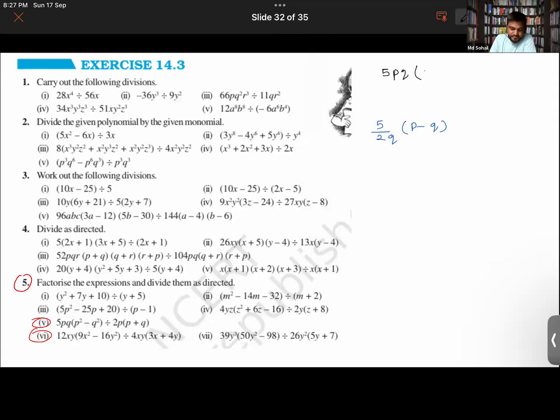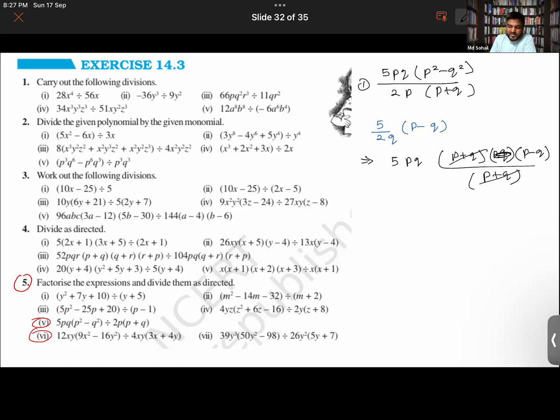Not yet, sir. Okay, 2p into p plus q here. Look, there's a very basic mistake which you have done here, I guess. Look here, 5pq, p square minus pq, you must have written it like this, p plus q into p minus q. So p minus q upon p plus q, both of them are getting cancelled here. You have got 2p here also. So instead of writing q in the numerator, you have written it in the denominator.